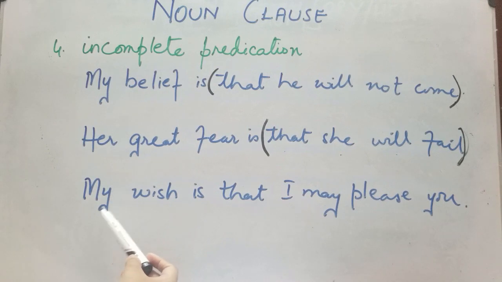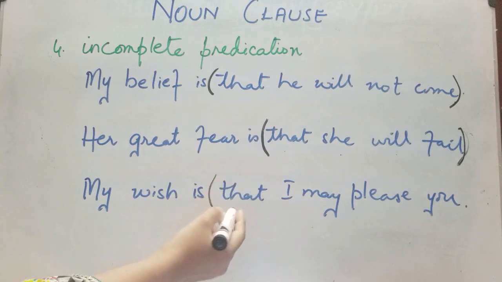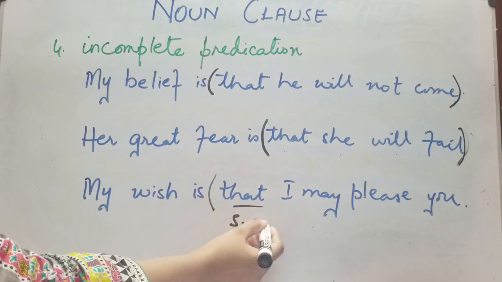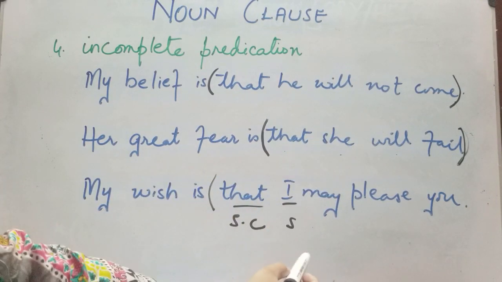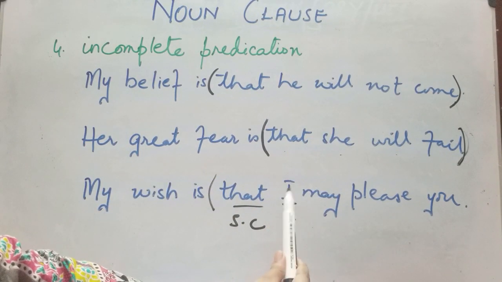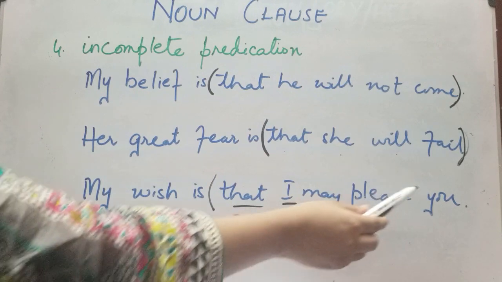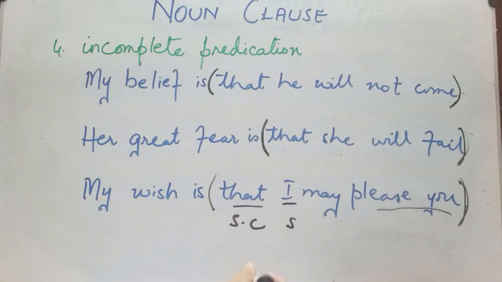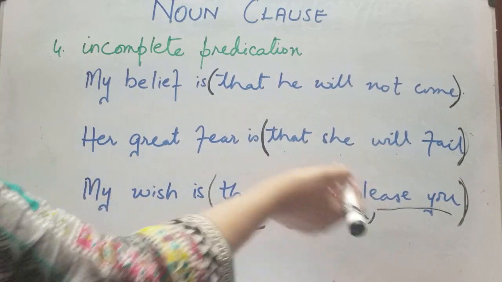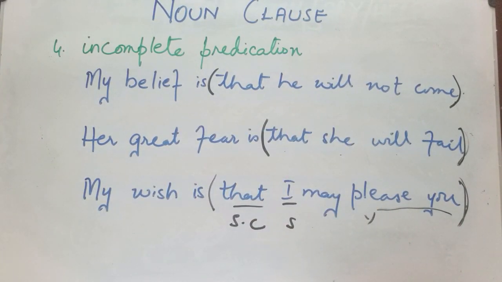The next one is, my wish is that I may please you. Again over here you have a very common subordinating conjunction, that is, that. I is a subject, I may please you. Here the sentence gets complete. This is totally your noun clause. This is an object, I may please you. Please over here is a verb. So I hope you are clear with these.